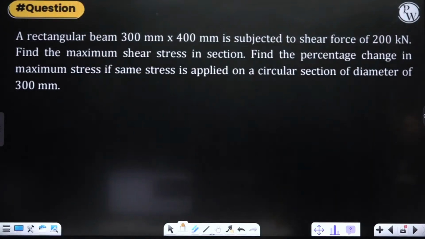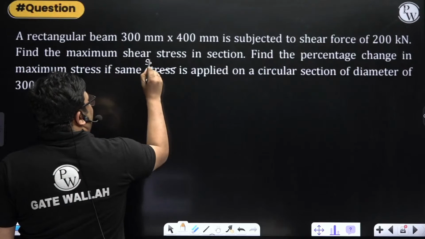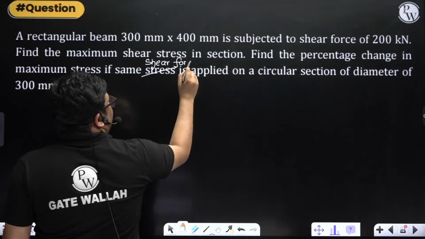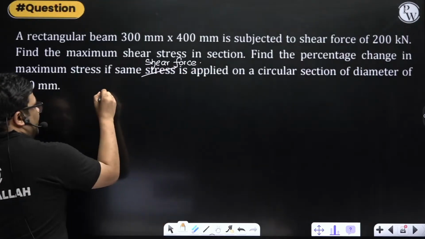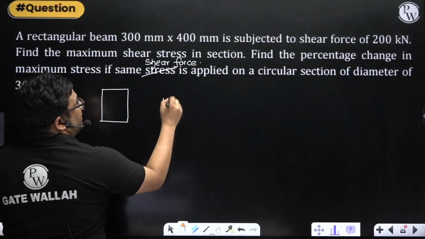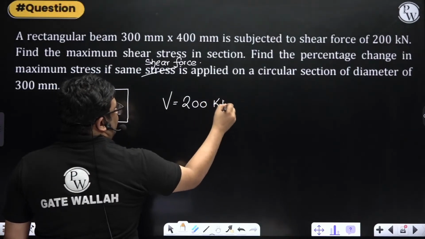Yes. So a rectangular beam 300 mm into 400 mm is subjected to a shear force. Find the maximum shear stress in the section. Also find the percentage change in the maximum shear stress if the same shear force is applied on a circular section of diameter 300. First, for the rectangle, find the maximum shear stress. Shear force is given as 200 kilonewton.